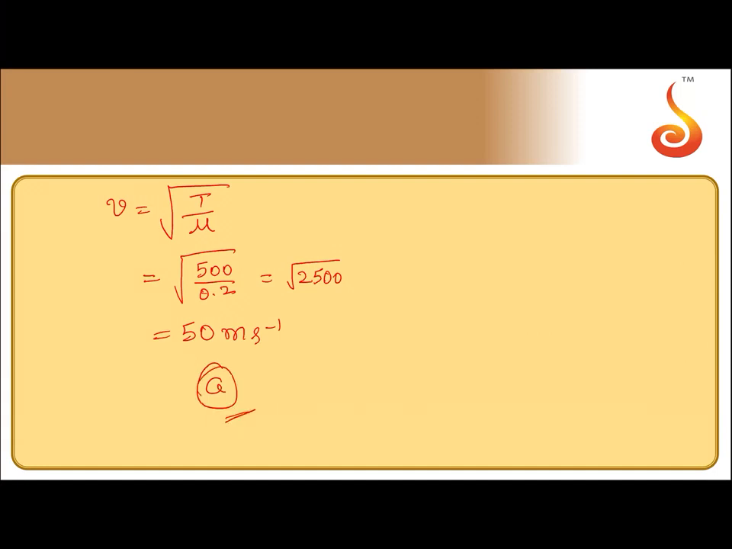So speed of the wave on a string is given by V is equal to root of T by mu, where mu is mass per unit length. So that is equal to root of T is 500 divided by 0.2. So that will give you root of 2500, that is nothing but 50 meter per second. So that is option A.